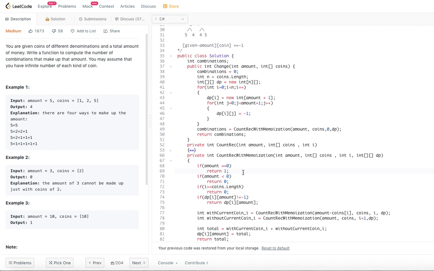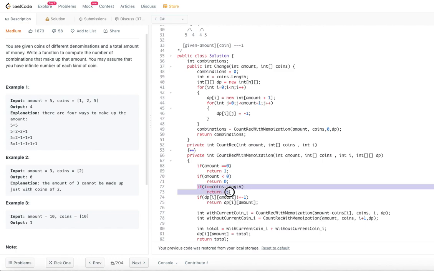So first thing, if the amount is 0, how many ways can you form amount 0 with whatever the set of coins? If you don't take any coins, the amount is 0. That means you have only one way. For amount 0, there is only one way. That's why we just wrote 1. If the amount is negative, you would return 0. You can't really make a negative amount.